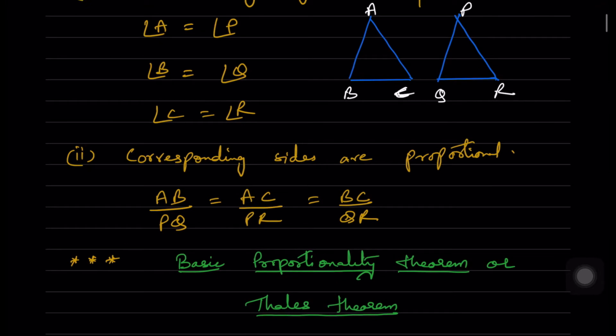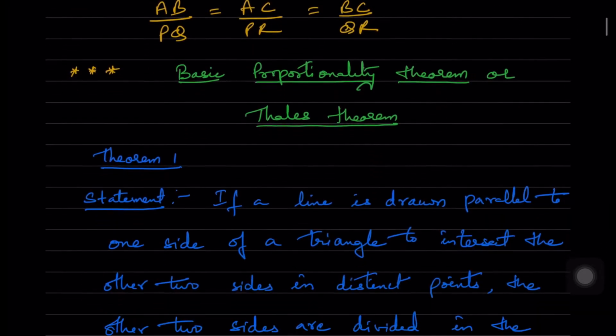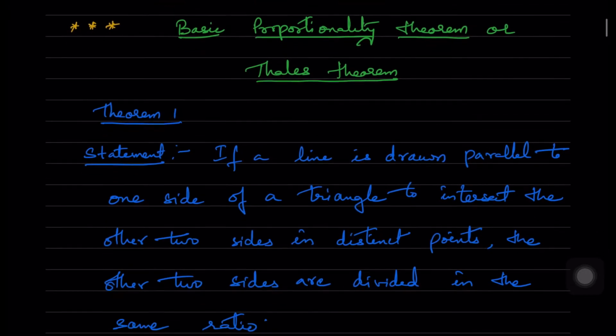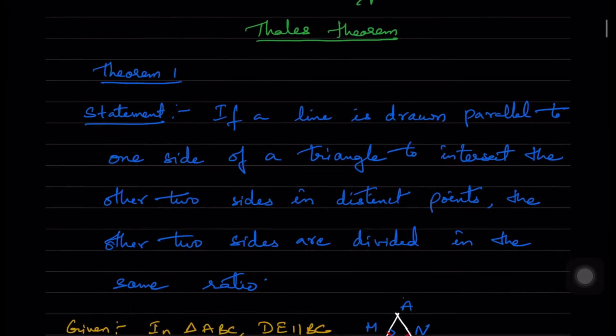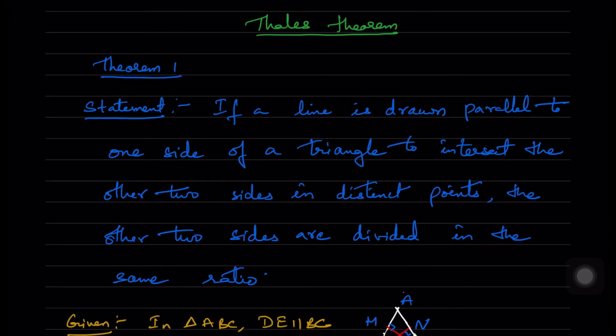And what are the corresponding sides from these two triangles? AB by PQ is equal to AC by PR is equal to BC by QR. The corresponding sides are proportional. Now we'll go into the very important theorem, which is called the basic proportionality theorem or Thales theorem. If a line is drawn parallel to one side of a triangle to intersect the other two sides in distinct points, the other two sides are divided in the same ratio. This is the statement of the Thales theorem or basic proportionality theorem.